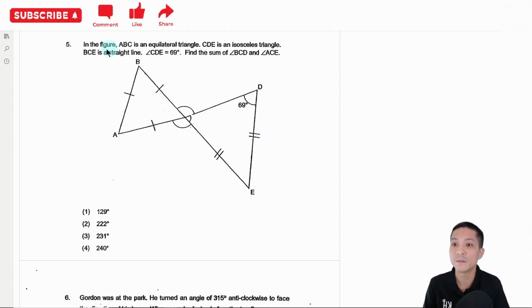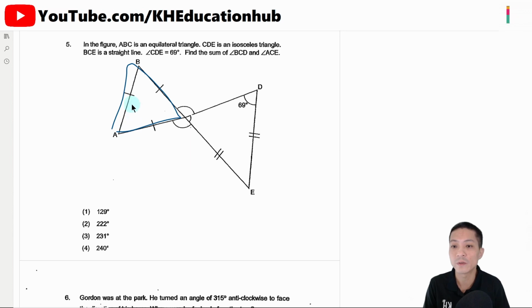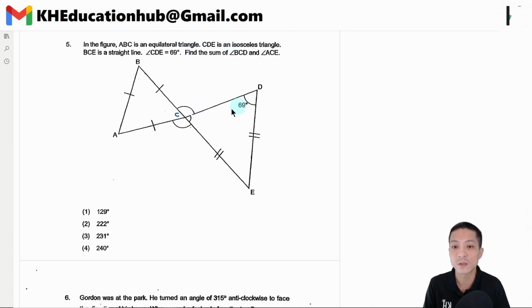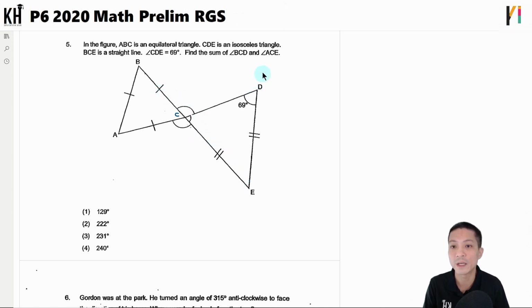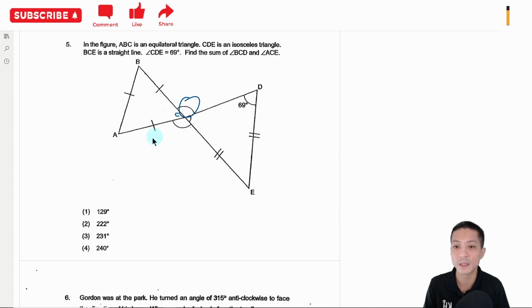Question 5. In the figure, ABC is an equilateral triangle. So ABC, I think it's over here, which means that C should be this point here. CDE is an isosceles triangle. BCE is a straight line, so this is a straight line. We have an angle CDE, which is 69. Find the sum of angle BCD and ACE. So we need to find the sum of these two.